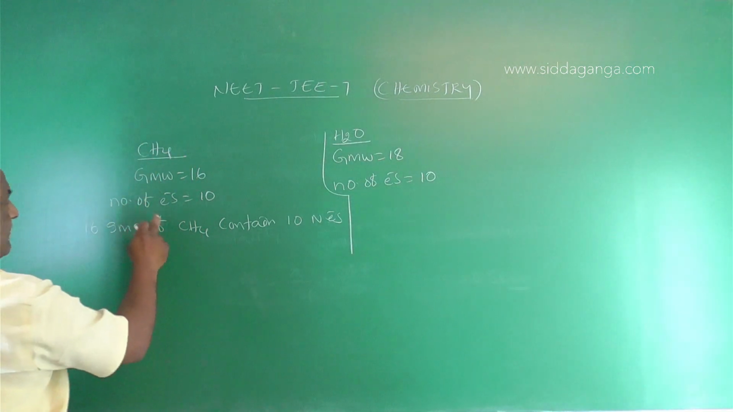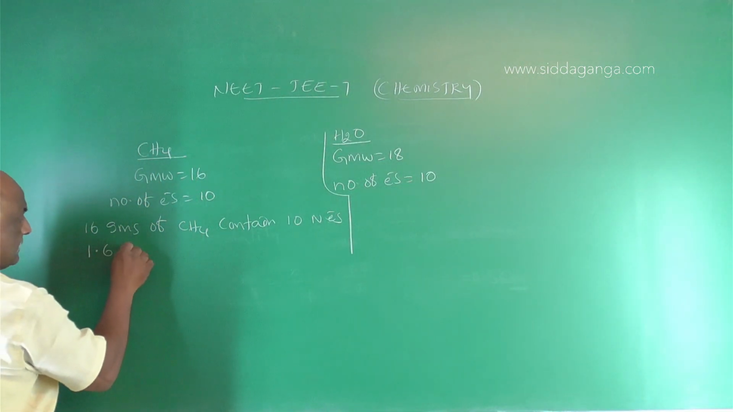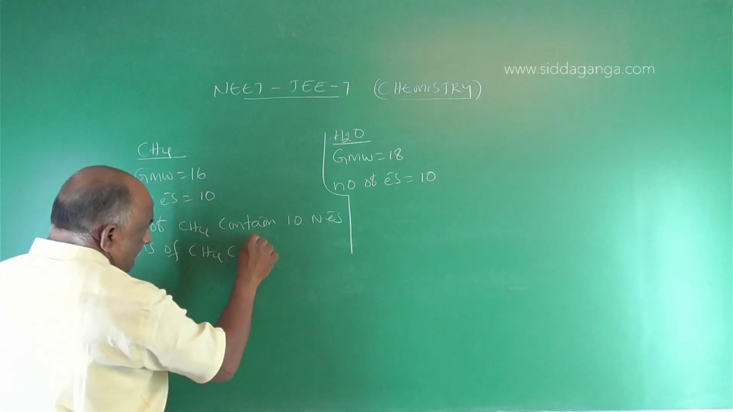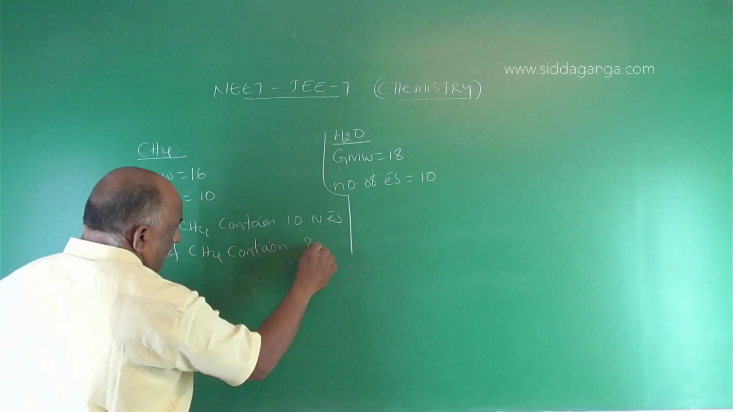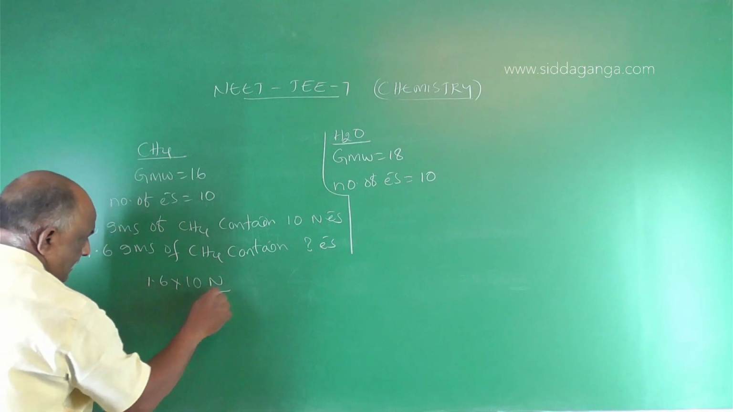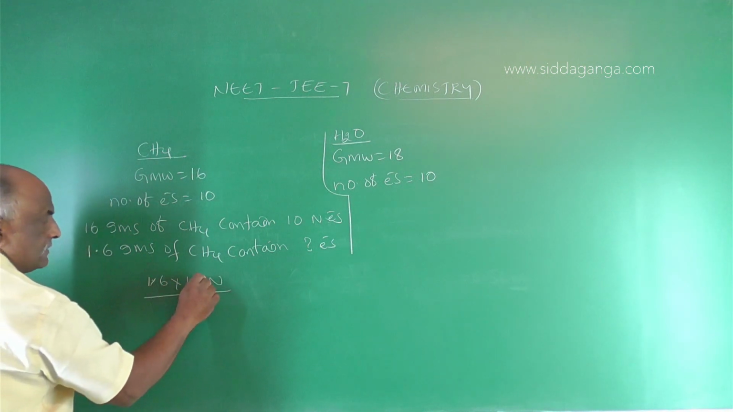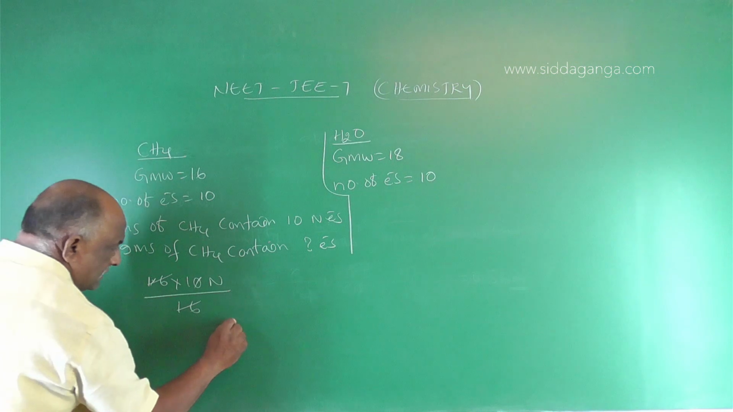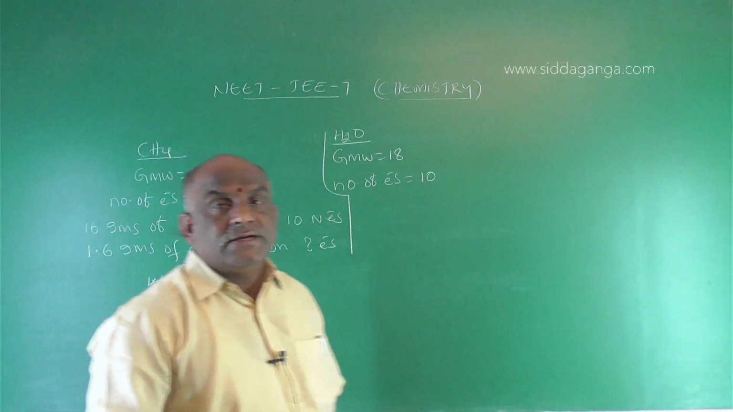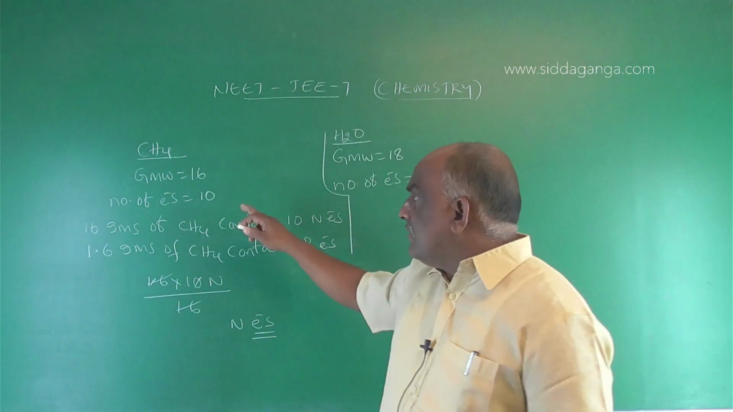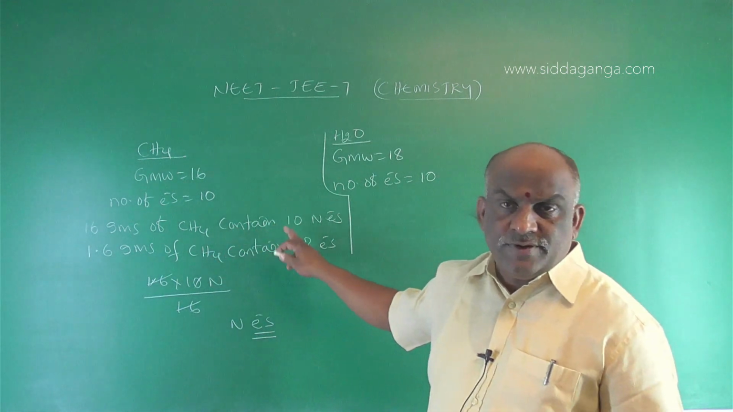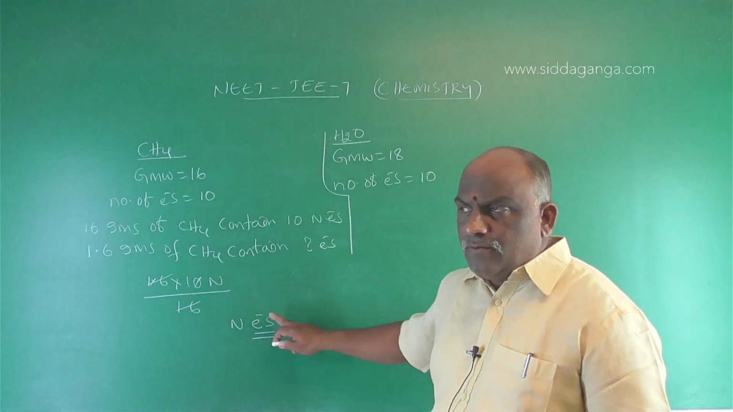So here, 1.6 grams of methane contain how many electrons? The answer is 1.6 into 10N divided by 16. The point and 0 get cancelled, 16 gets cancelled. How many electrons? N electrons. Avogadro number of electrons present in 1.6 grams of methane.